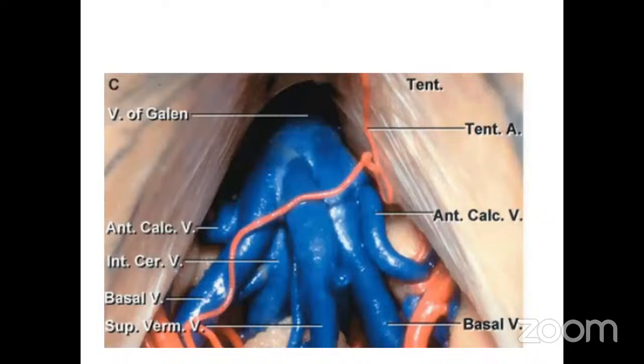In this image, we can see the formation of the vein of Galen, which is formed by the convergence of the anterior calcarine vein, internal cerebral vein, basal vein, and the superior vermian veins, and then the vein of Galen continues as the straight sinus. Thank you.